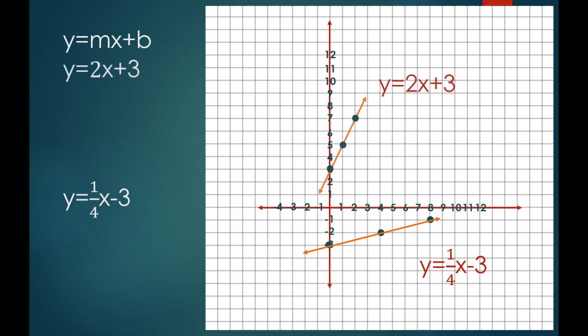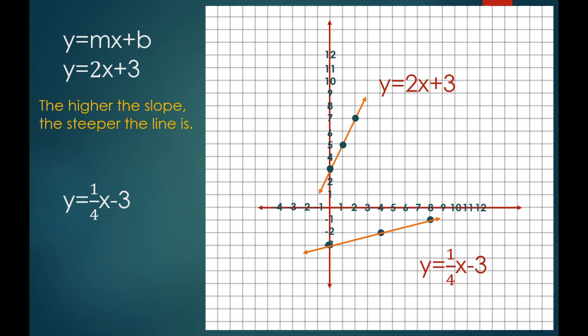So let's compare the graphs of y equals 2x plus 3 and y equals 1/4 x minus 3. Compare natin yung slopes nila. So ang slope ni y equals 2x plus 3 ay 2. Ibig sabihin, mas mataas yung slope niya kaysa dun sa isang equation na 1/4 lang. The higher the slope, the steeper the line is. Napansin nyo ba? Mas mataas yung 2 na slope.